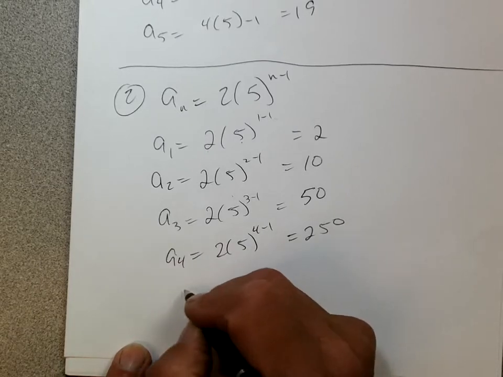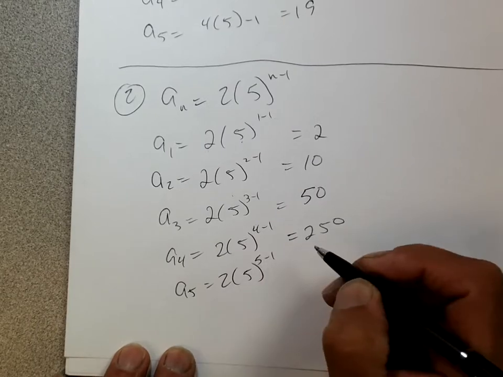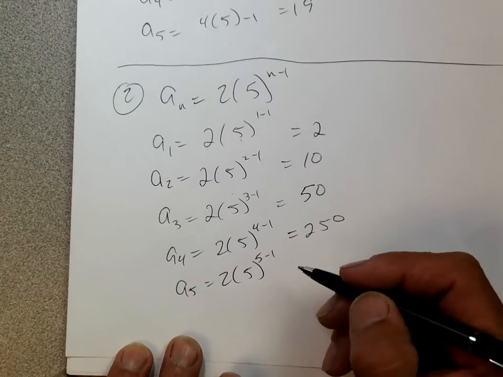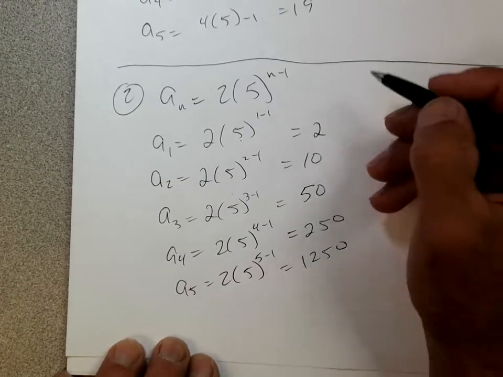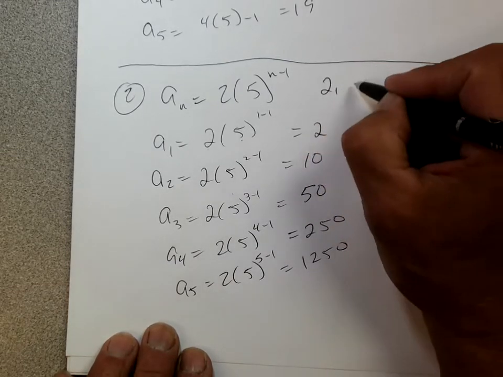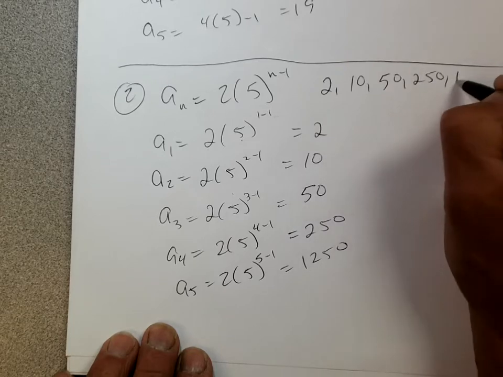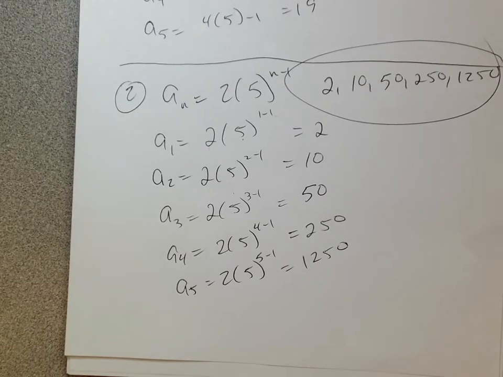1,250. A5 is 2 times 5 to the 5 minus 1 power, which is 5 to the 4th power, which is 625 times 2 is 1,250. So in order, we've got a 2, a 10, a 50, a 250, and a 1,250. There it is. So let's just plug in numbers. The first few should be super easy for you. Just use your calculator, plug and chug, right?